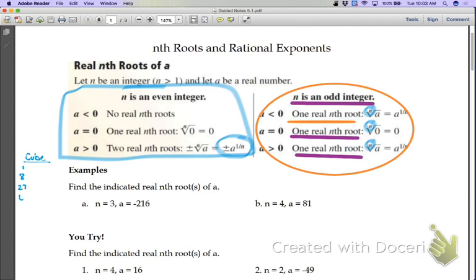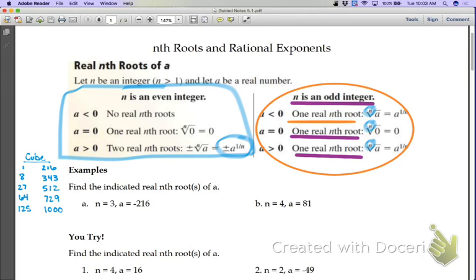4 to the third is 64, then 125, 216, 343, 512, 729, and then 1000. So as far as perfect cubes, those are values that I'm going to need to know and remember.